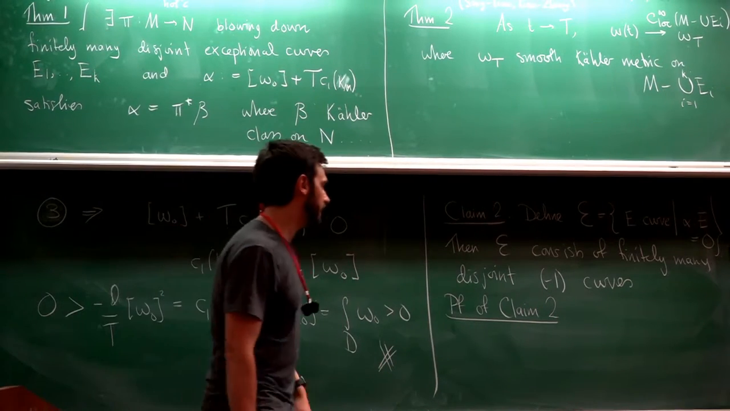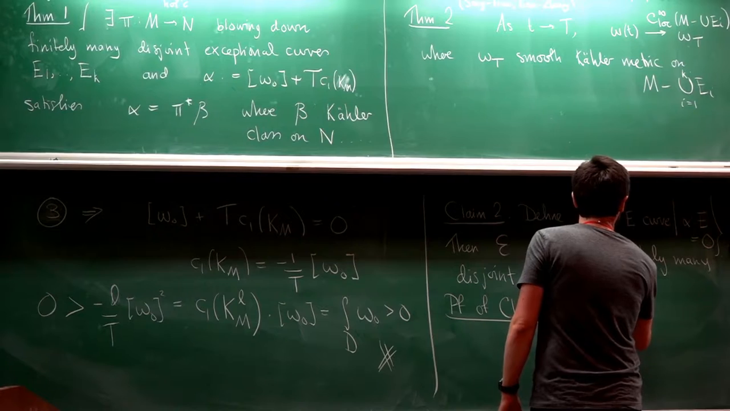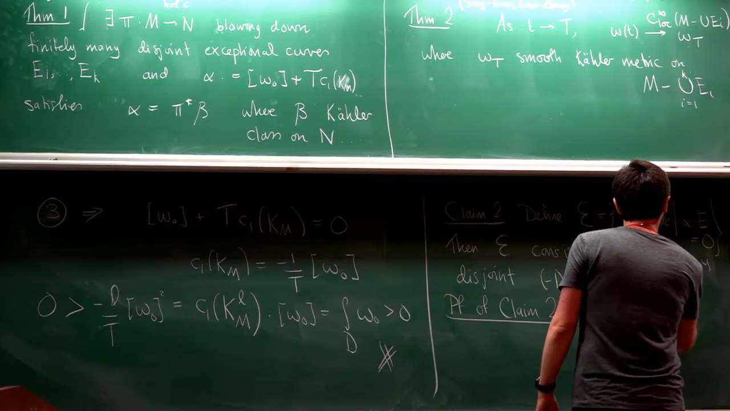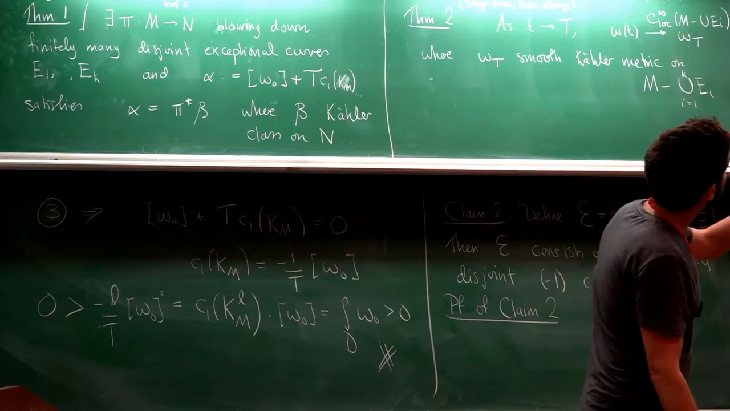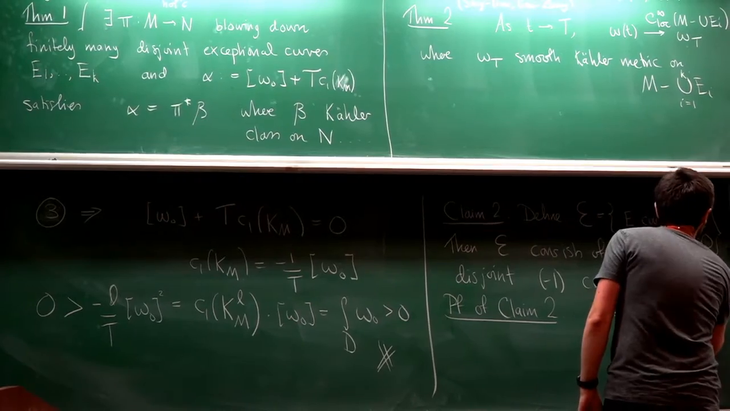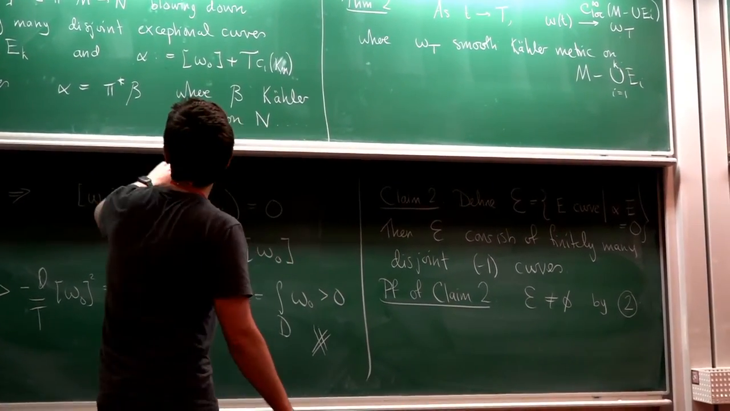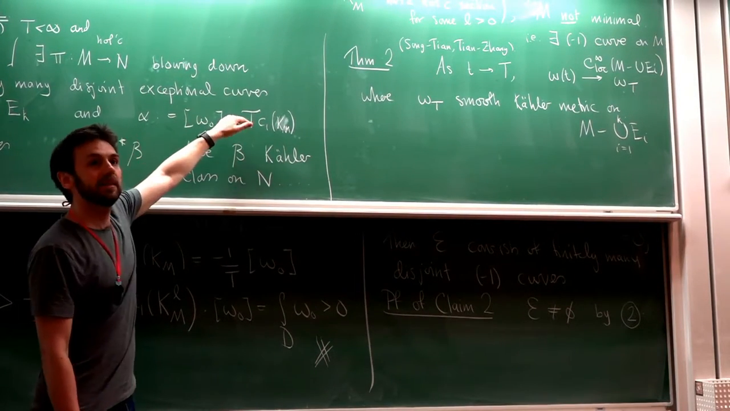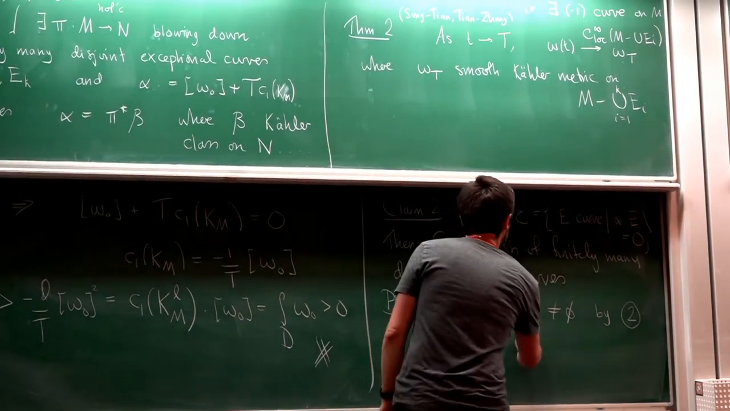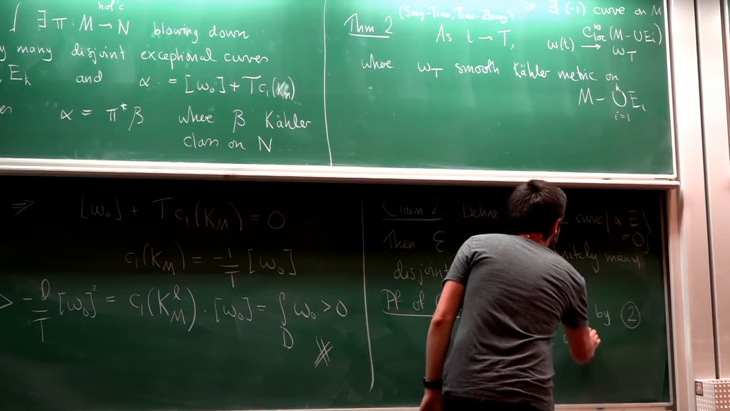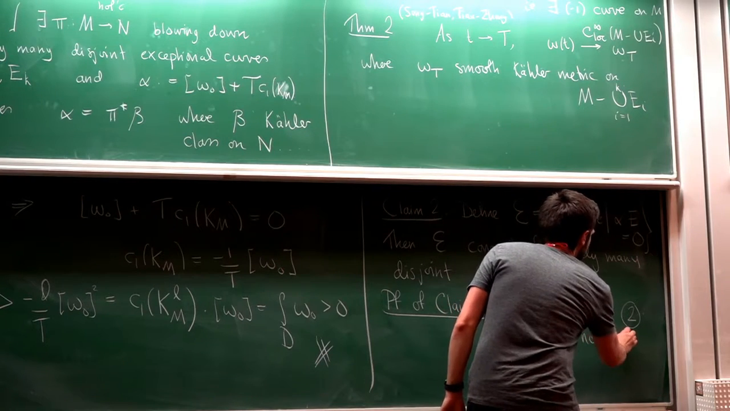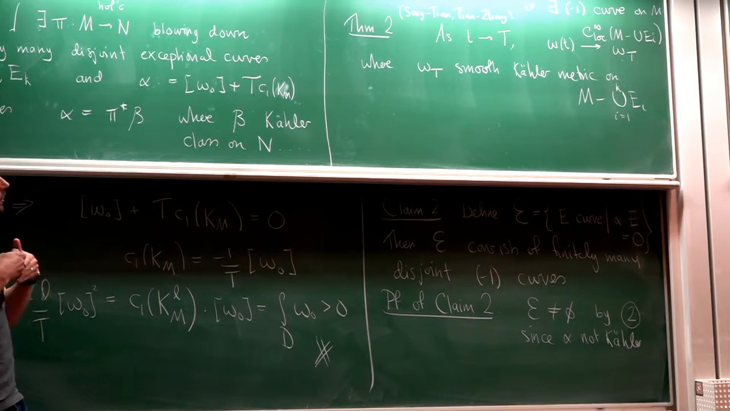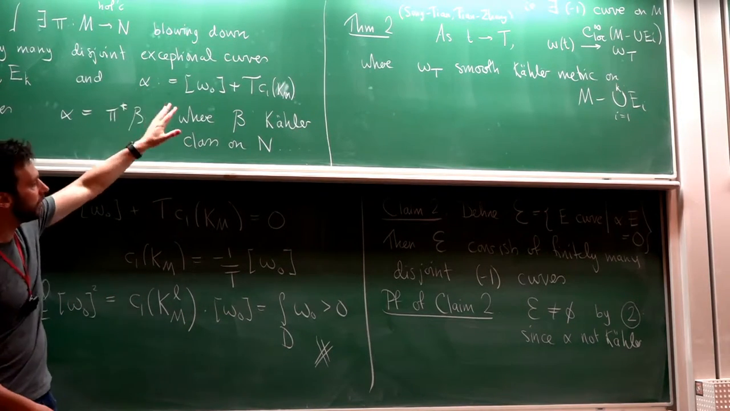The first thing to notice is that E is non-empty by the Nakai-Moishezon criterion, because you know that alpha cannot be Kahler. Right, alpha is when you stop being Kahler. So we know that alpha is not Kahler. Remember, the Kahler-Ricci flow exists as long as the cohomology class omega naught minus t c1 of M is Kahler. And so we're looking at the point where it stops being Kahler. So alpha is the first time where it's not Kahler.